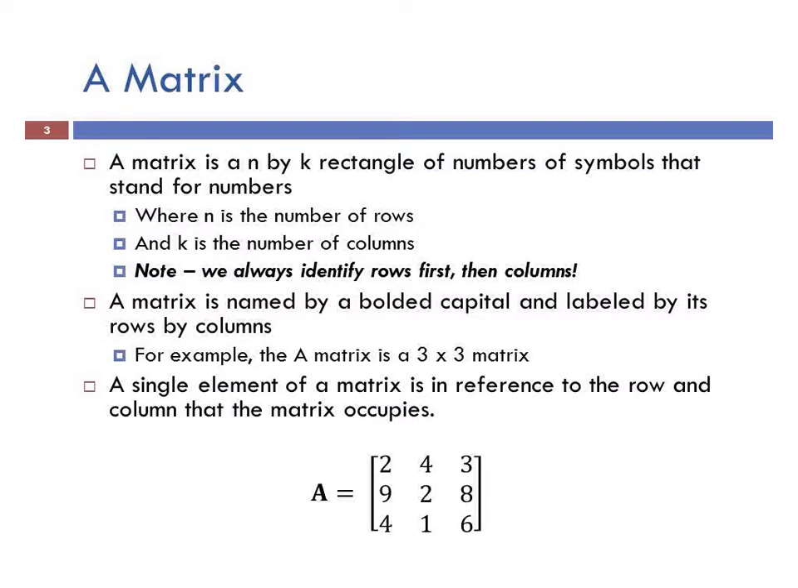A matrix is named by a bold capital and labeled by its rows and columns. For example, what we have down here is matrix A, because of the bold A, and it's a 3 by 3 matrix. Any single element of a matrix is referenced by its row and column. For example, if we wanted to find A1,2, we'd first look at row 1, and then we would look at column 2. That brings us to 4. The A1,2 element equals 4.